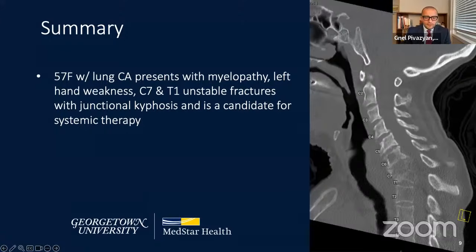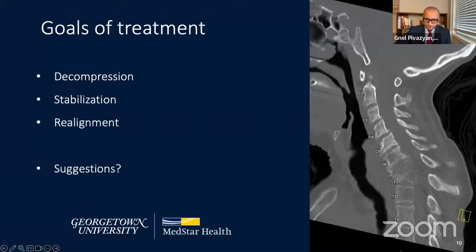So in summary, a 57-year-old female with lung cancer presents with myelopathy, left hand weakness, C7, T1 unstable fractures with junctional kyphosis, and is a candidate for systemic therapy. At this point, she was deemed to be a candidate for surgical treatment. In particular, the goals of surgery were stabilization of the spine, realignment of the kyphosis, decompression of the spinal cord, and exploration of C8 or T1 nerve roots. So before moving forward, I'll stop here in case there's any comments from the panel on the goals of the treatment and the treatment strategy, and I'll let Dr. Sandhu discuss the nuances of the surgery.